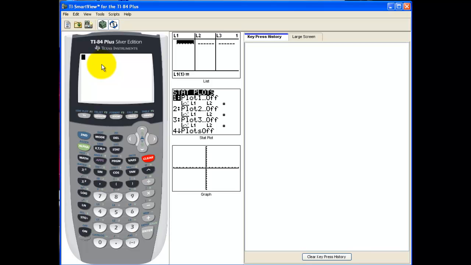Problem says upper leg length. The upper leg length of 20 to 29-year-old males is normally distributed with a mean length of 43.7 centimeters and a standard deviation of 4.2 centimeters. Part A is asking, what is the probability that a randomly selected 20 to 29-year-old male has an upper leg length that is less than 40 centimeters?